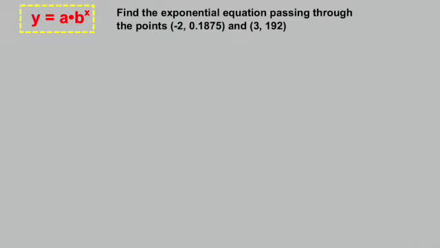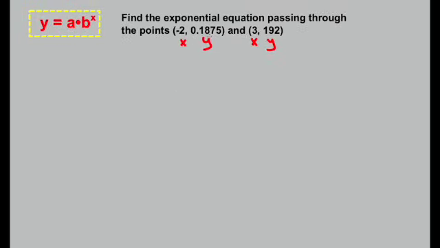In order to find the exponential function equation that will go through these 2 points, we're going to need to find the multiplier and the base. The first step is to realize we have these 2 points, which means we have an x and a y, and a second x and a y, and we're going to use these to create 2 equations. In our first equation, we plug in the y and the x: 0.1875 is our y, equals a times b to the power of -2. And for our second equation, we say 192 would equal a times b to the 3rd power.